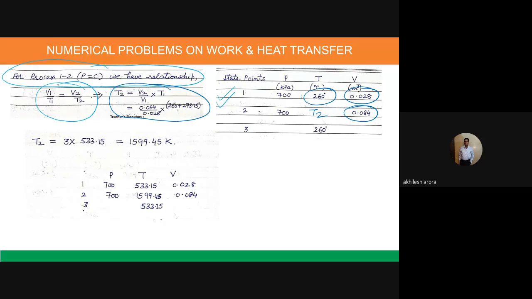So naturally, I can calculate the value of T2 from this equation. But mind it, I have to keep the temperature in Kelvin, so I have added 273 to 263. Then I put the values of volume, and I can see the value of the T2 temperature. So I can write it in the table. I have written it here: T2 is 1599.45. Other values are as they are, and we still have two unknowns here.